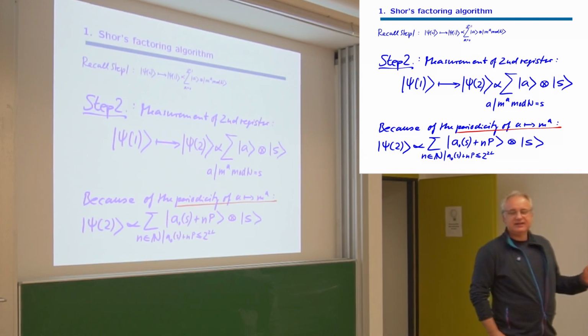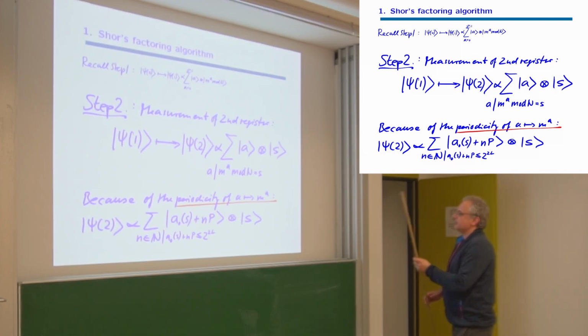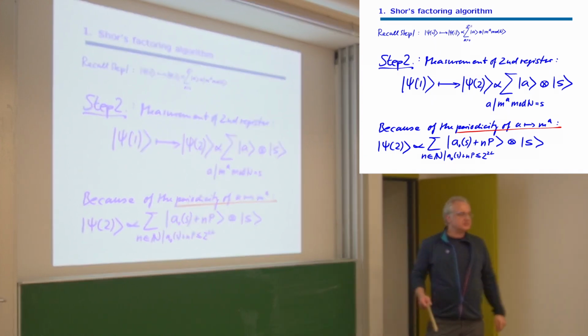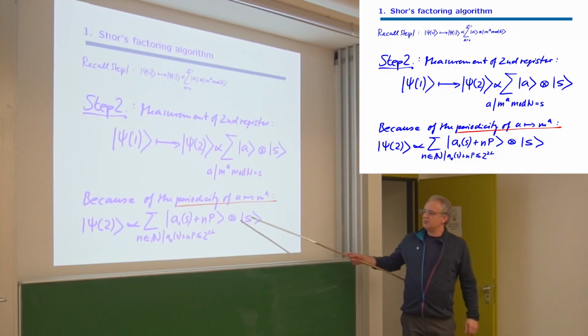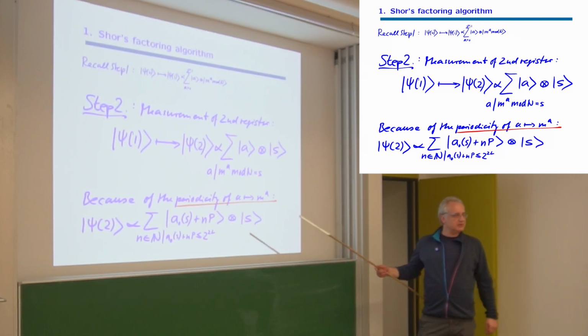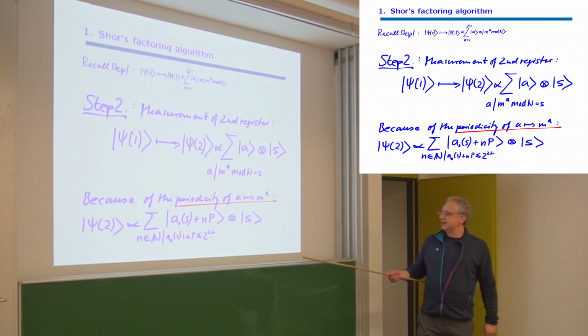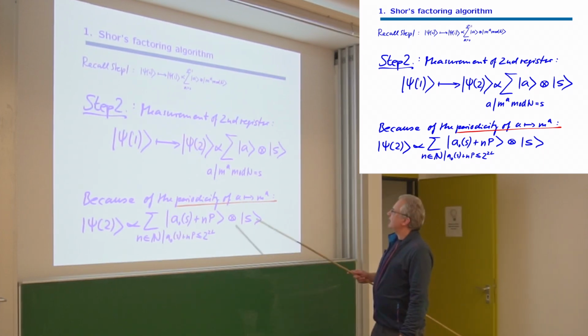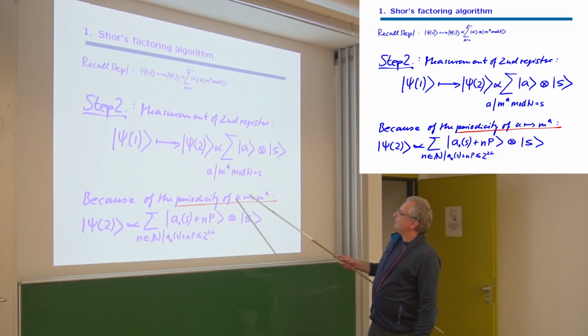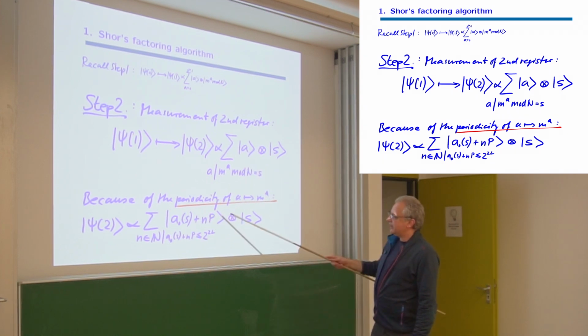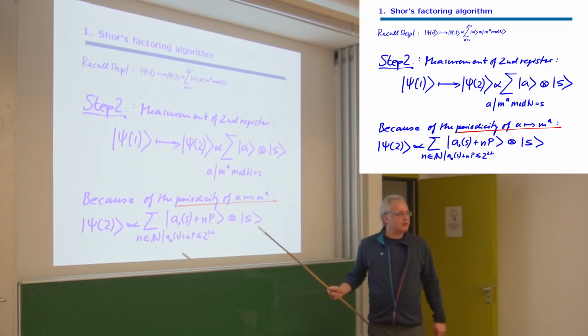The offset is exactly the problem. It turns out we will have to measure multiple times. We will not get by with a single measurement. So let's try this here. Now we have measured that register. We measure the first register now, and we get a peak located somewhere.